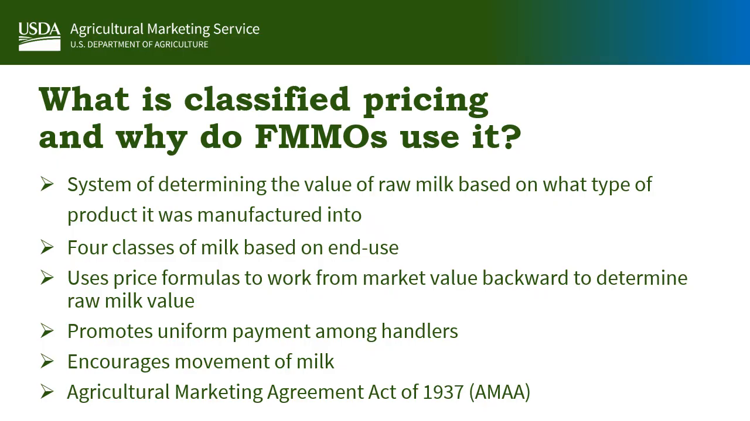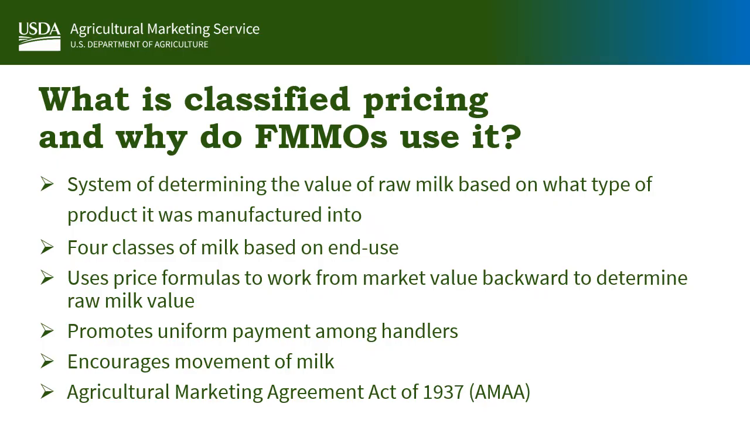In the Federal Milk Marketing Order system, dairy products are categorized into one of four classes. Each class of product has a different value in the market, and the price the dairy product manufacturers pay should reflect that market value. A classified pricing system promotes uniform payment for raw milk among handlers. It ensures that handlers who are similar in location and in what dairy products they manufacture pay the same minimum classified price for the raw milk used to make those products.